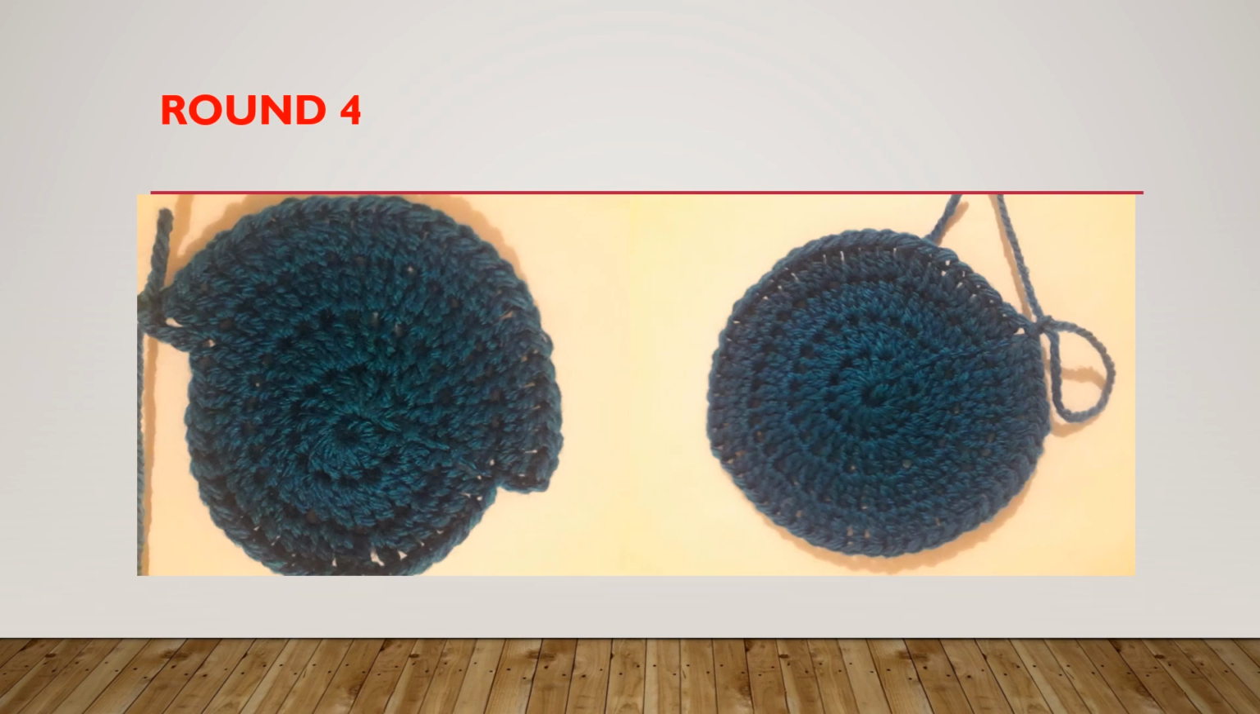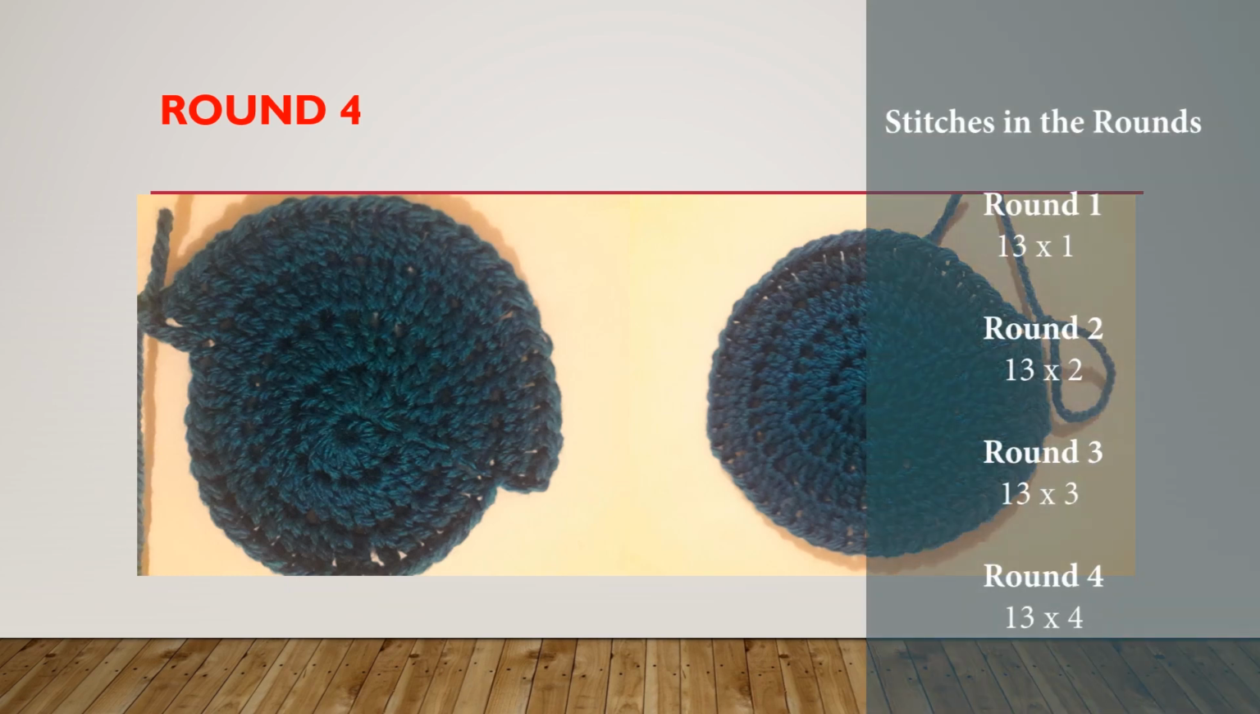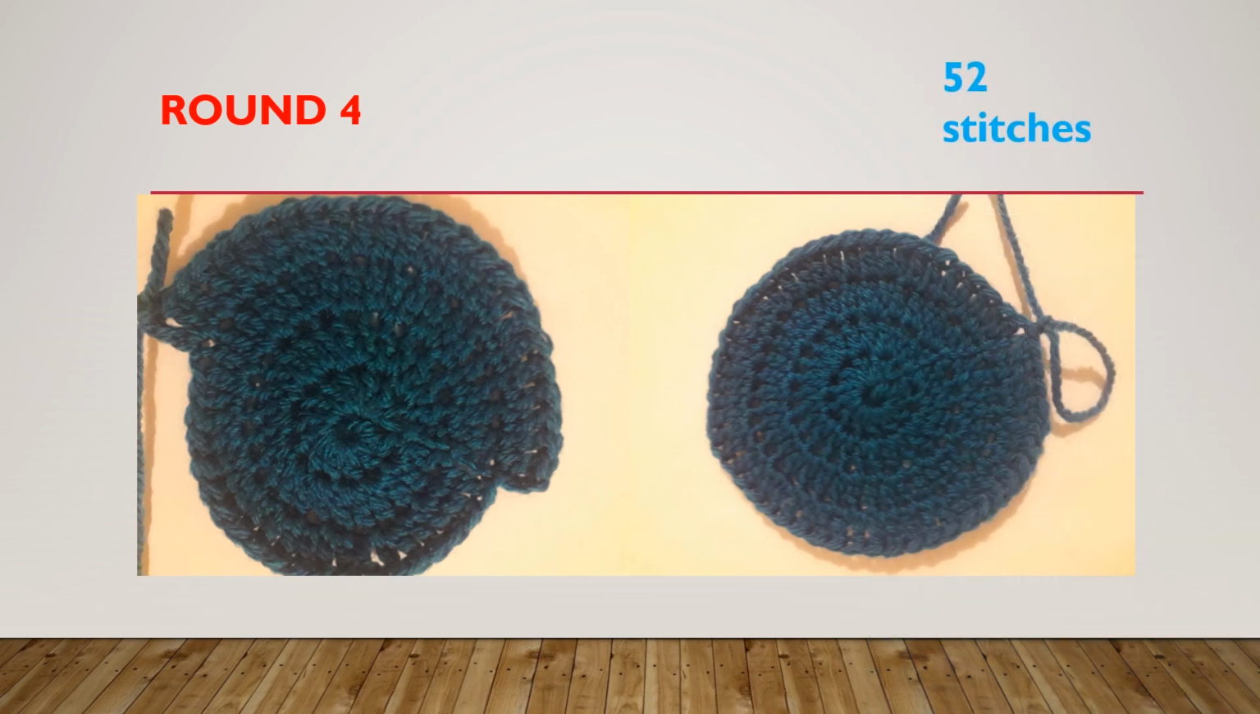Can you guess the number of stitches that we will have at the end of round 4? If you guessed 52, then you are correct. You would have noticed, if you were paying careful attention, that in round 1 we had 13 times 1 stitches. In round 2 we had 13 times 2 stitches. For round 3 we had 13 times 3 stitches. So now we're going to have 13 times 4 stitches. So yes, we have 52 stitches at the end of round 4.